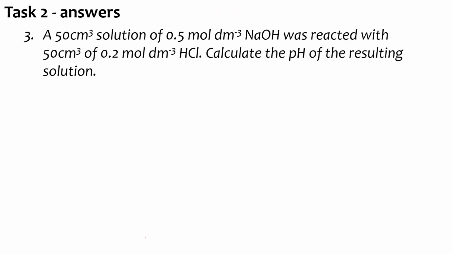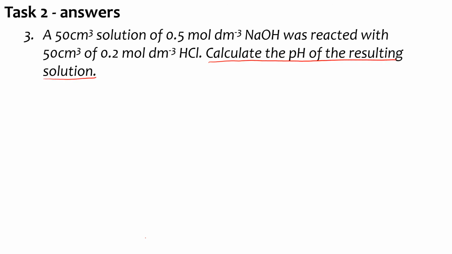And finally, question number 3. A 50 centimeter cube solution of 0.5 mole per decimeter cubed sodium hydroxide was reacted with 50 centimeters cubed of 0.2 molar HCl. Calculate the pH of the resulting solution.